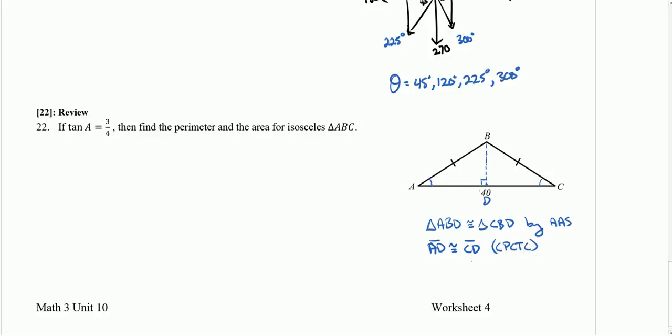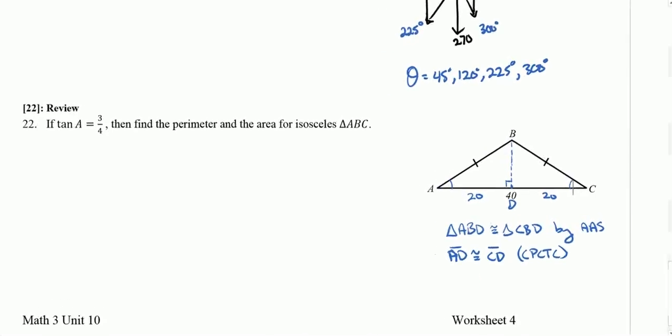And this reasoning is important because now we know that AD is 20. This is split up to 20 and 20. Not always when you drop an altitude does it split the bottom half and half, but in this case it does, and it does with all isosceles triangles because of this. So we had to do this first to create a right triangle because we're working with tangent, and tangent applies to right triangles. It's a ratio of the opposite over the adjacent.